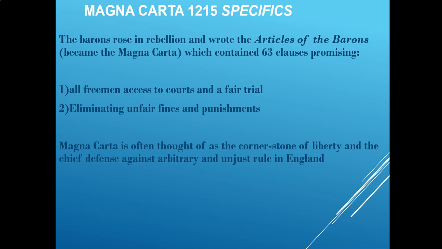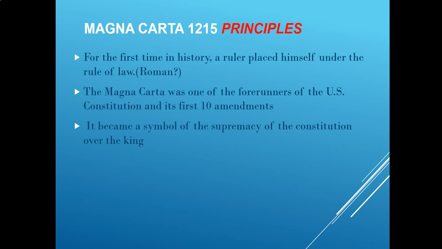Now, the Magna Carta is often thought of as the cornerstone of liberty and the chief defense against arbitrary and unjust rule in England. So this was a significant, monumental document that restricted the king in many ways. Now, for the first time in history, a ruler was placed himself, actually, under the rule of law. Before this, the king could basically do anything he wanted, and nobody actually dared to challenge him. And the Magna Carta actually said, no, that's not the case anymore.